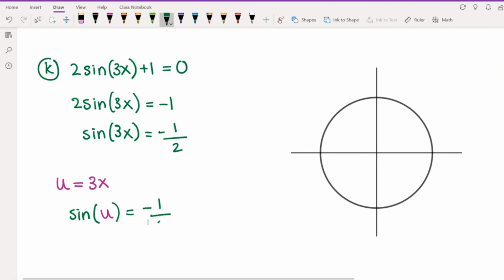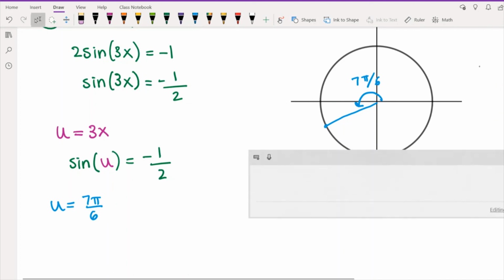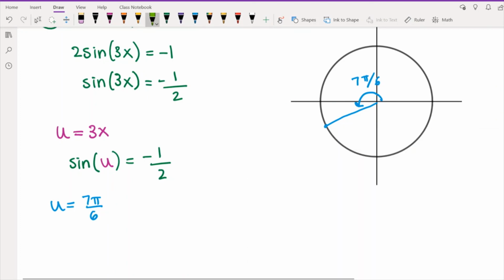And so we can start by figuring out what u has to be, and then we can use that to figure out what x has to be. So what angles would work here? What angles would have sine equal to negative 1/2? Well, one possibility would be the angle 7 pi over 6. So one possibility is that u is equal to 7 pi over 6. Another possibility would be over here. And let's measure it as a positive angle because, again, we're looking for solutions between 0 and 2 pi. So it doesn't really make sense to come up with negative solutions. So this angle would be 11 pi over 6.